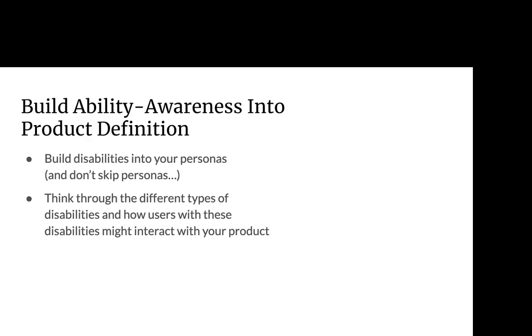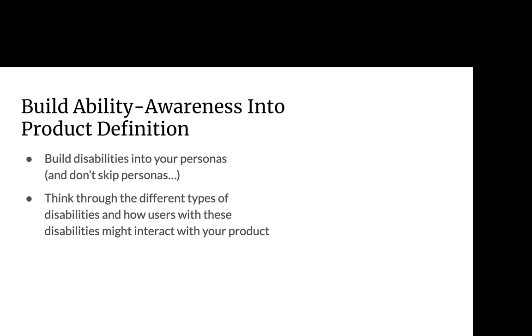So starting with definition and design, this is the area that I mostly live in, so it's probably the area that's most fleshed out, but I'm trying to give valuable information in all of the sections. So the best way to build accessible products and to be easily accessible is to just keep these types of users in your mind when you're creating your product definition. And one of the great ways to do this is with personas.